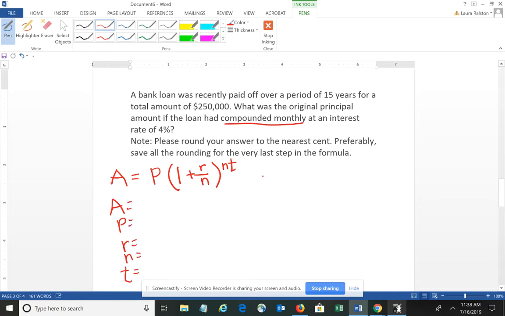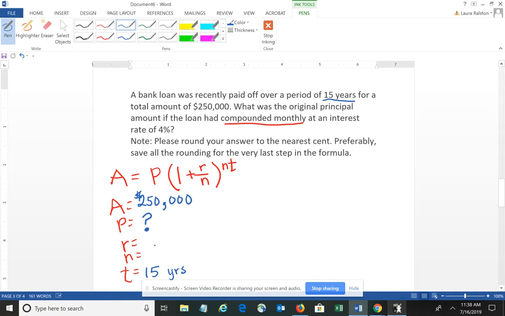Now, this one's also a little bit different because as you read this, it says a bank loan was recently paid off over a period of 15 years. So 15 years represents the time for a total amount of $250,000. So that amount was actually what I paid at the end of the loan. Because then the question says, what was the original principal? So I don't know the principal.